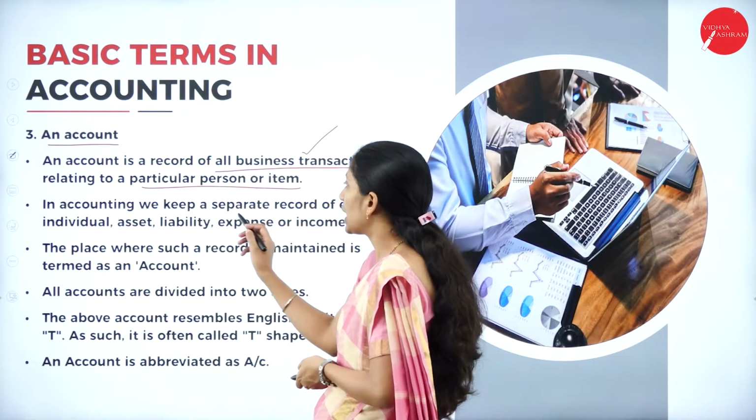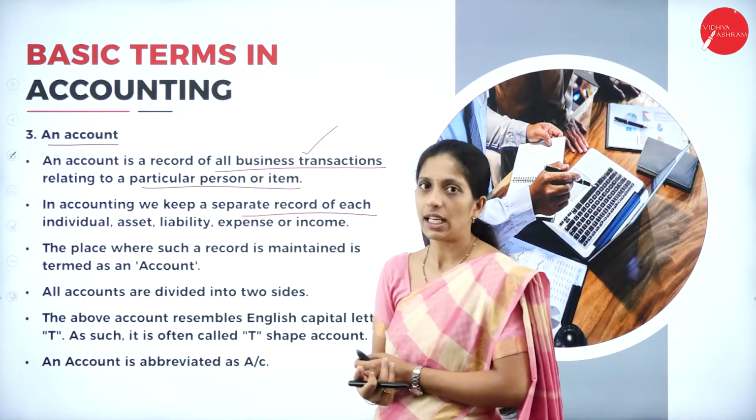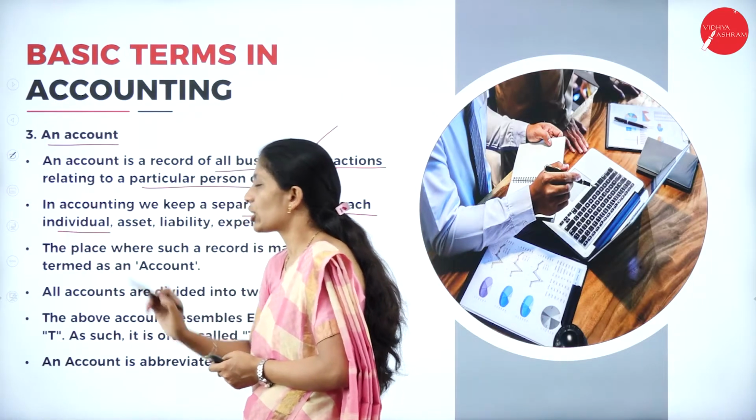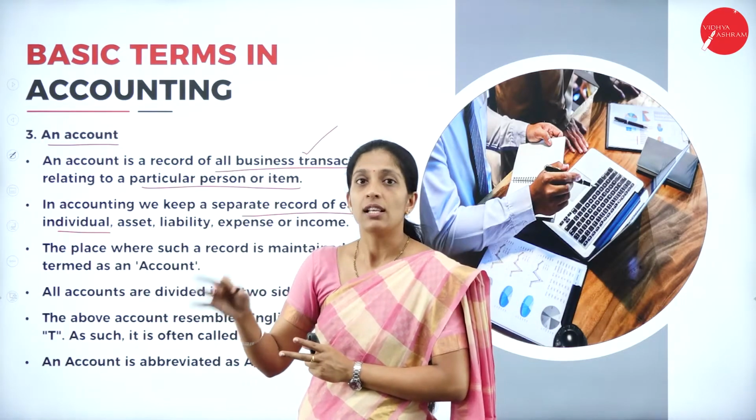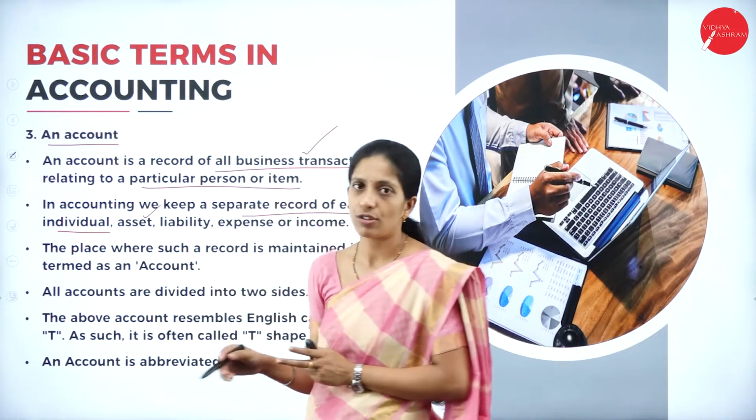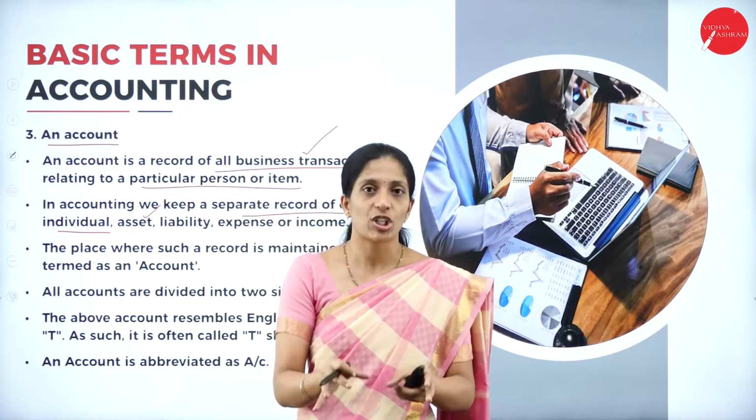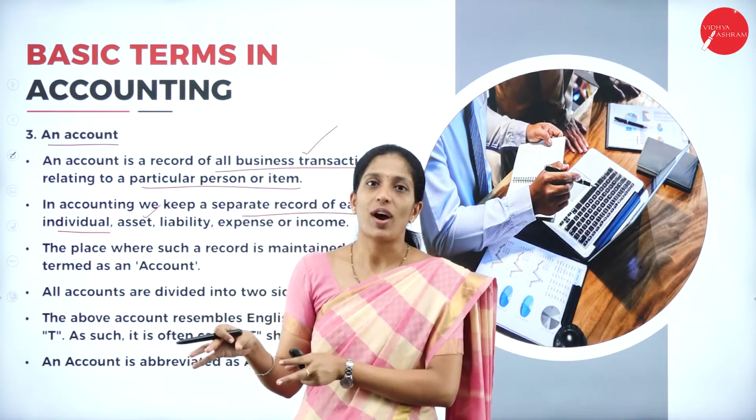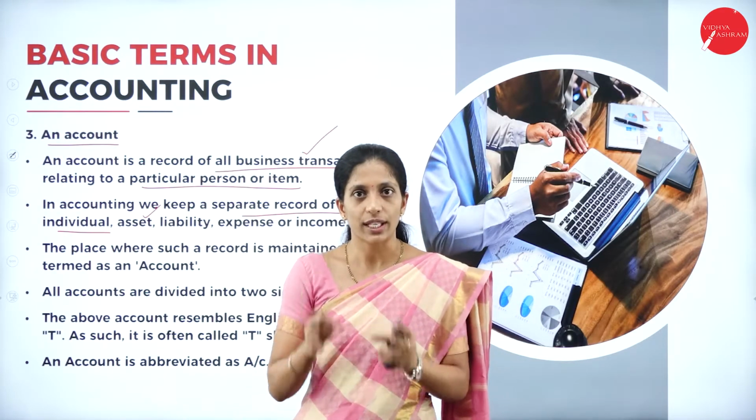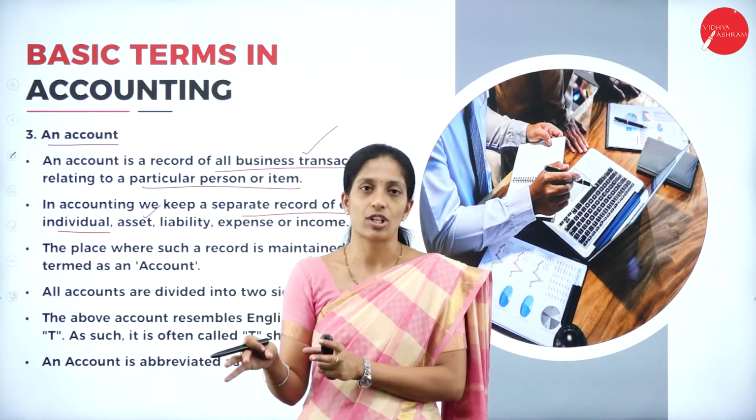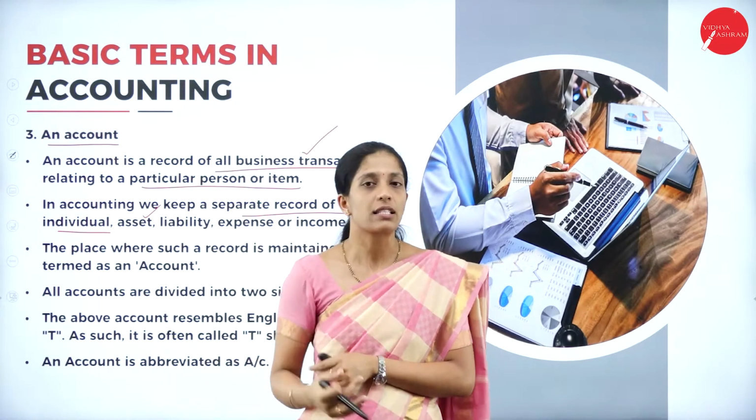Account. In accounting, we keep a separate record of each individual asset, liability, expense or income. Suppose I have told you about A Limited, then I have to prepare A Limited account. Suppose I have to prepare an asset account. Let us take the example of machinery. All the transactions related to machinery will be put in one account, which is called machinery account. In the same way, all the transactions relating to cash will be placed in cash account, and all the transactions relating to sales will be placed in sales account.